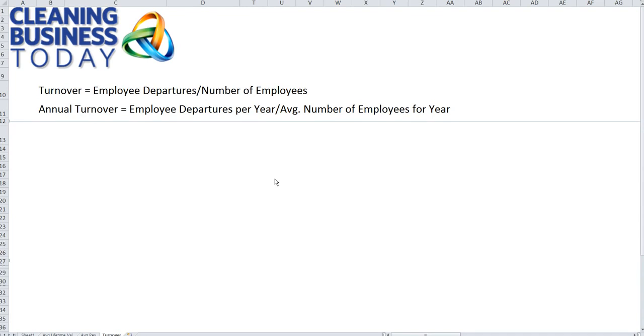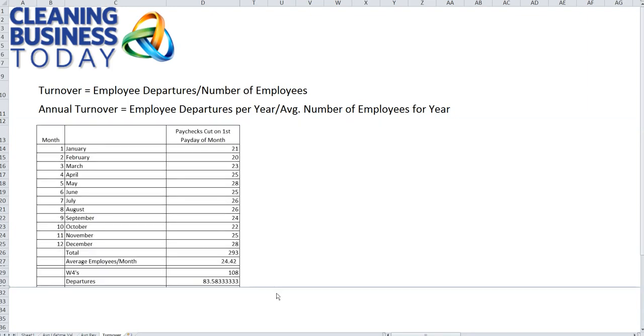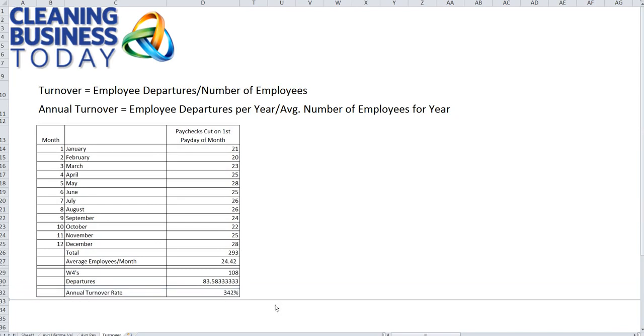So in order to come up with annual turnover, you want to take the number of employees that left the organization over an entire year and divide it by the average number of employees that you carried over the course of the year. Let's look at a spreadsheet and look at one way that we can go about doing that calculation. There are several, but this is one of my favorites because it's a pretty straightforward way and most of us should have access to this information.